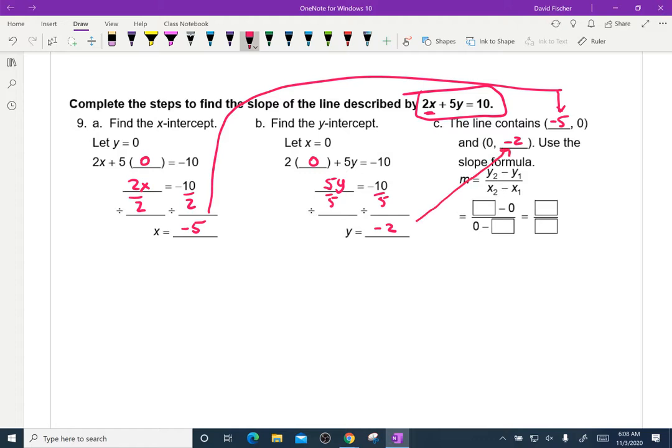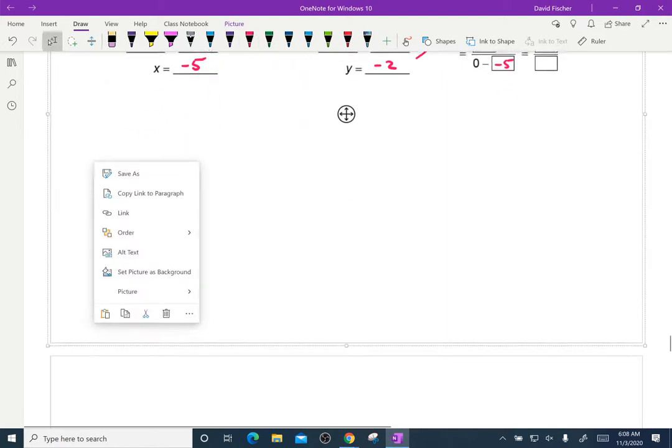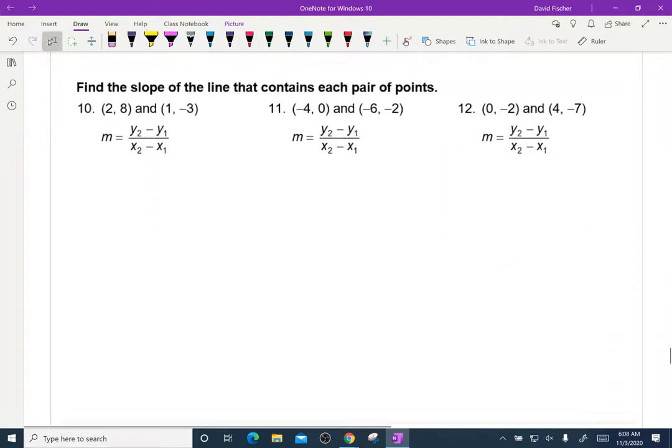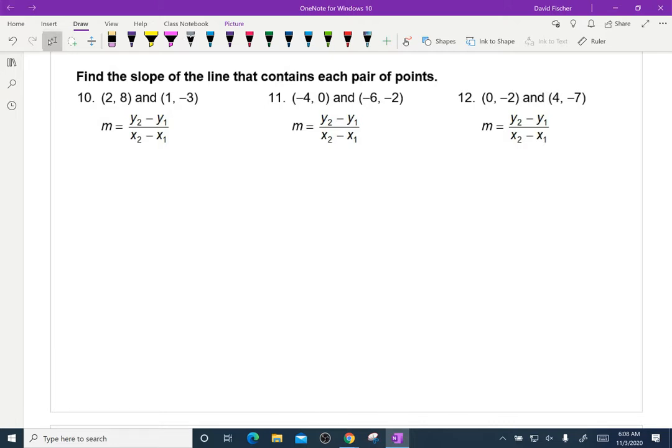That goes right there. So now do the formula. Negative 2 minus 0 over 0 minus 5. And then finish it off. Okay? Sometimes when they help us like that, they're over-helping us and it gets a little confusing. But here you have to do it on your own.